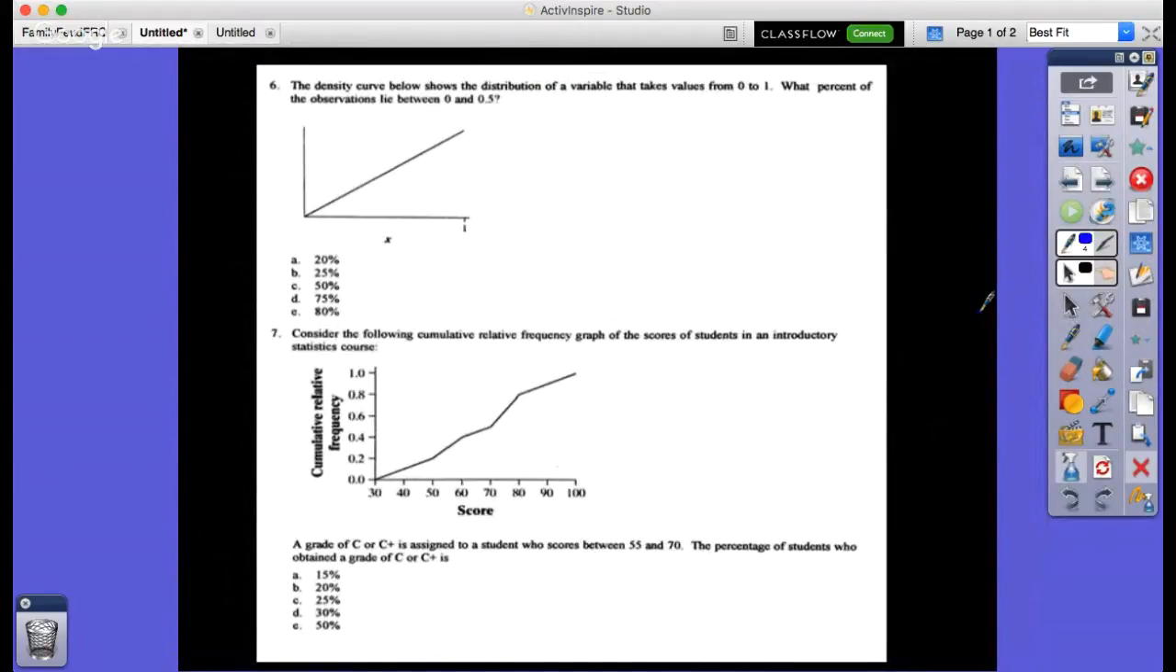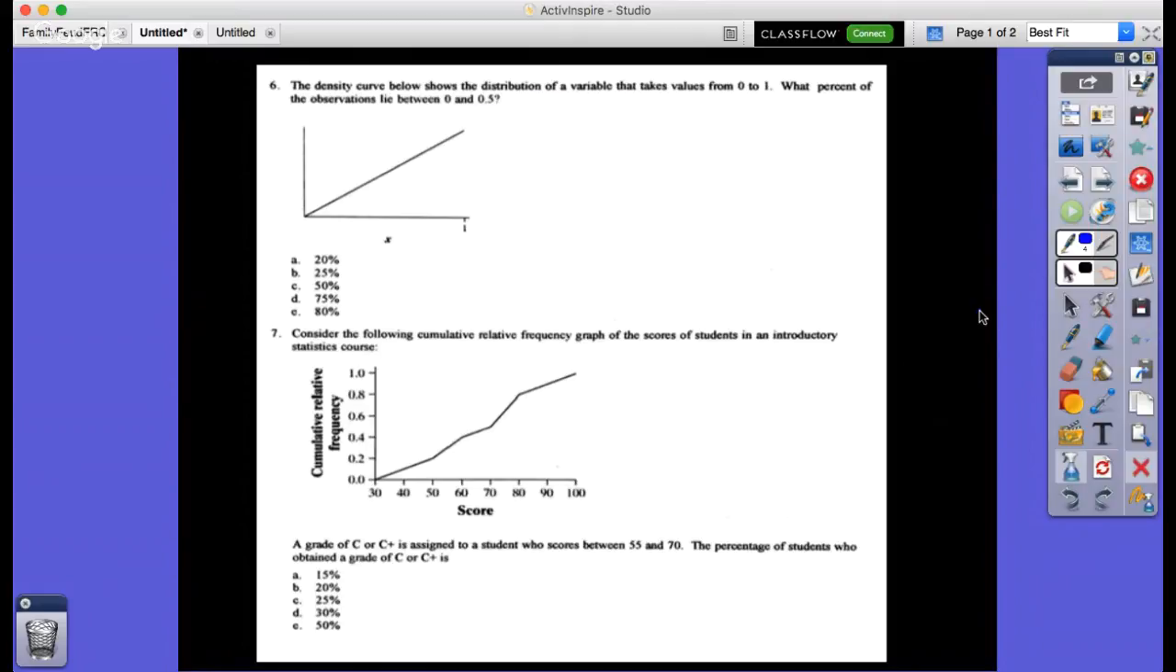A normal distribution, is that a density curve? Yes. Why? Although the data is under the curve. Correct. And we also say that the area under the curve is 1. Okay? That's a density curve.